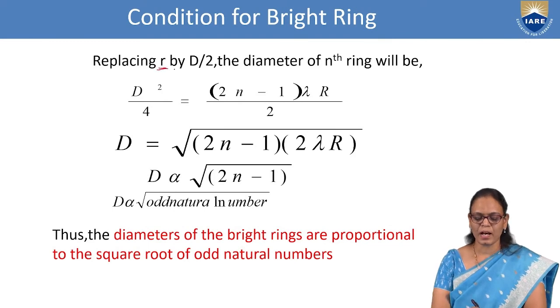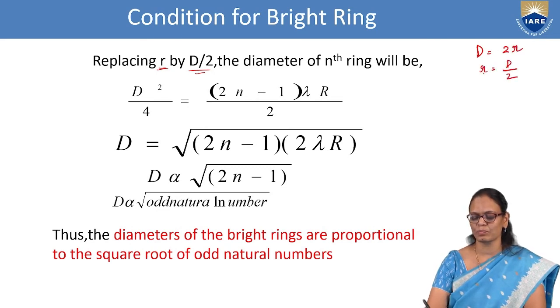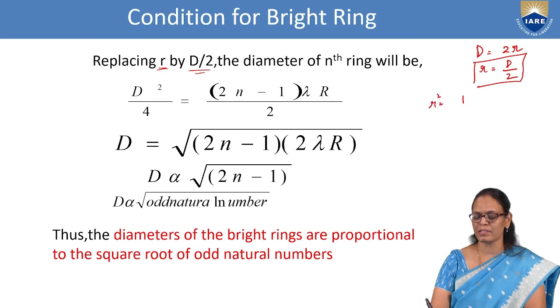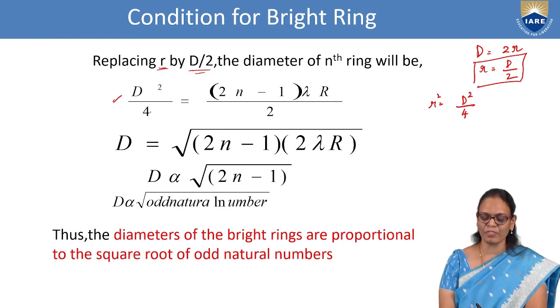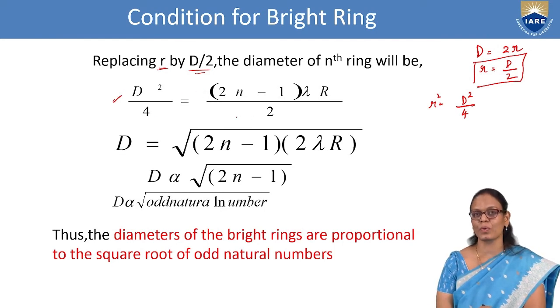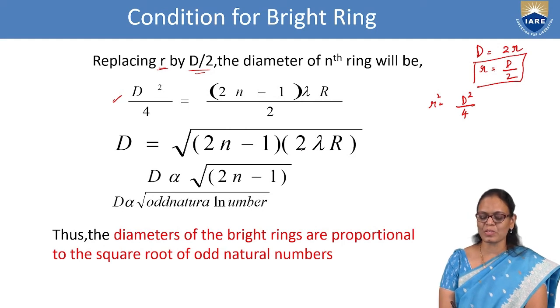Now we are going to replace r by D by 2 because the diameter is twice the radius. So in place of r square, we will write D square by 4. So D square by 4 is equal to 2n minus 1 into lambda R by 2. Now D will be equal to, taking 4 onto the other side and taking the square root, 2n minus 1 into 2 lambda R. So 2 and 2 will get cancelled. Here I'll write the D square formula.